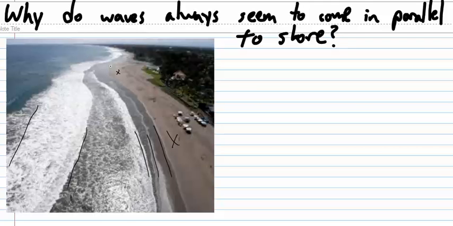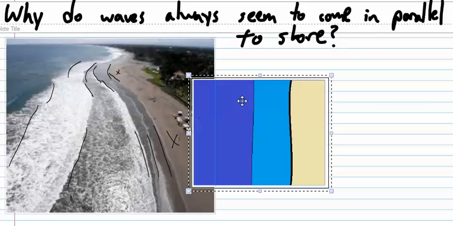If you were way down here, you would see that the waves come in parallel to the shore. Well, how can that be? How can these people down here have waves coming in parallel if their beach is pointing in a different direction? Like these waves are coming in at that angle. So there's a reason for this, and I'm going to see if I can explain it using a picture. And here's the picture that I made.